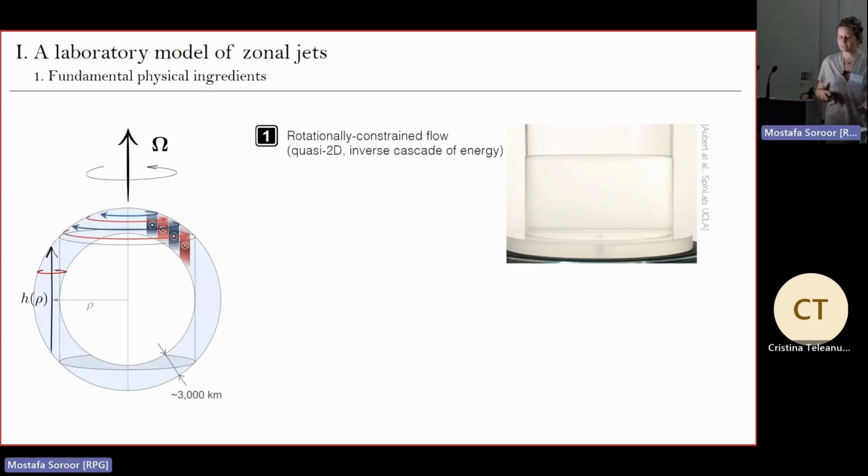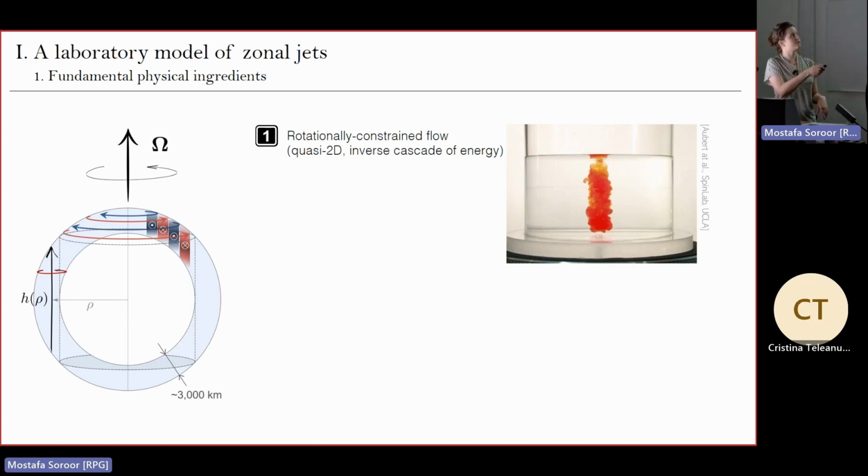So if you want to build a laboratory analog of zonal jets, you need three fundamental ingredients. The first one that I already mentioned is rotation. We are dealing with rotationally constrained flow. If you have a rotating flow, the main effect, as you can see in this movie, is that it's going to constrain the motions to be invariant along the rotation axis.